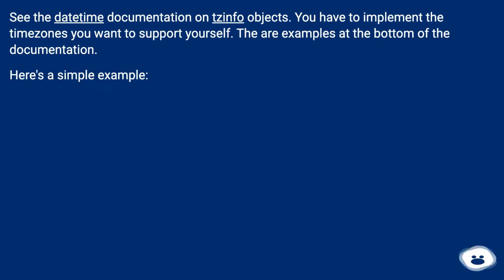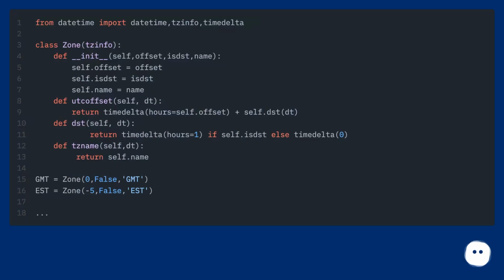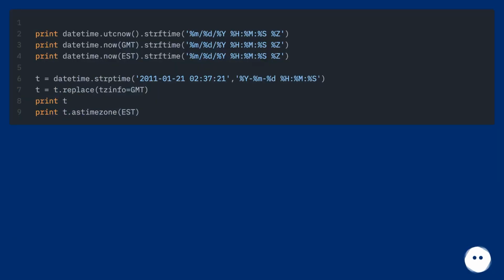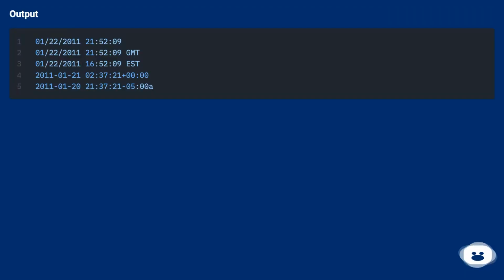See the datetime documentation on tzinfo objects. You have to implement the time zones you want to support yourself. There are examples at the bottom of the documentation. Here's a simple example. Output.